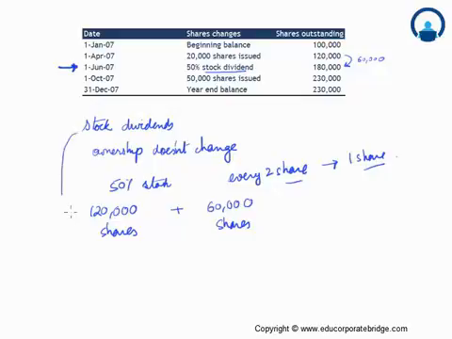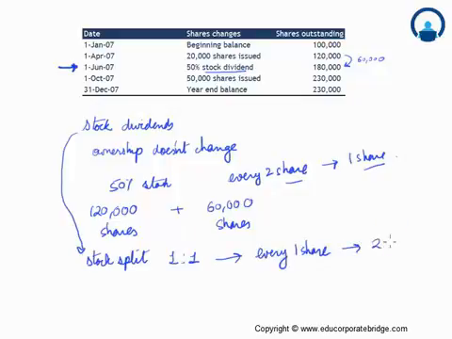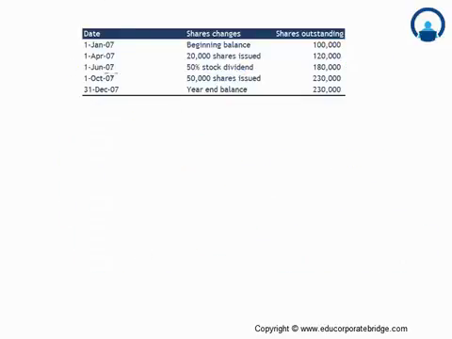And also compare this with something like stock split, which is also essentially the same thing. So if there is a split of, let's say, 1:1, which we will say that, let's say, every 1 share will split into 2 shares. So earlier if you had 1 share, it will split into 2 shares. So how do you treat these kind of cases? So let us see how we can calculate the weighted average number of shares here.